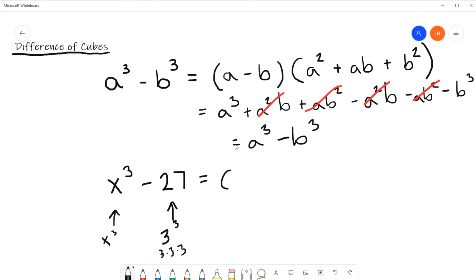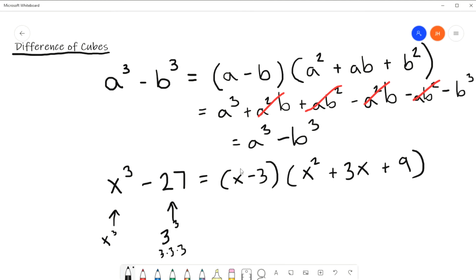Well, it would be a minus b, so x minus 3, times a squared, so x squared, plus ab, so x times 3, that's plus 3x, and then b squared. Well, my b value we said was 3. 3 squared is 9, so plus 9. Let's make sure that that actually is true, though.